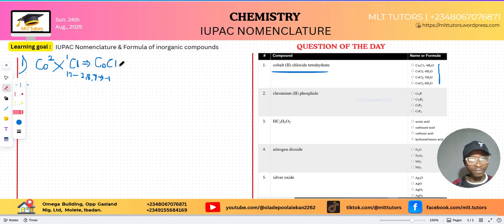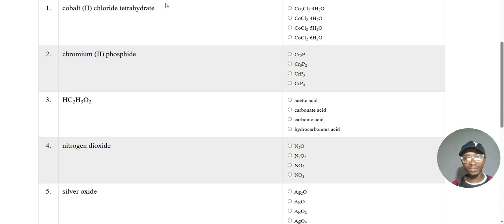Then the compound is a hydrated compound. Because of this tetrahydrate, that means it has water of crystallization. That will be dot, and tetra in chemistry means 4, so dot 4H2O. So the formula of this compound is CoCl2.4H2O. Now let's check that in the options. That is the second option, CoCl2.4H2O. Let's pick our answer. Here is our answer. That's good.